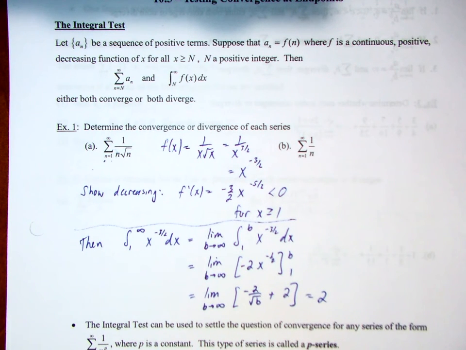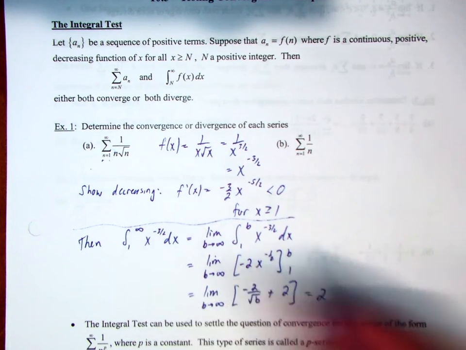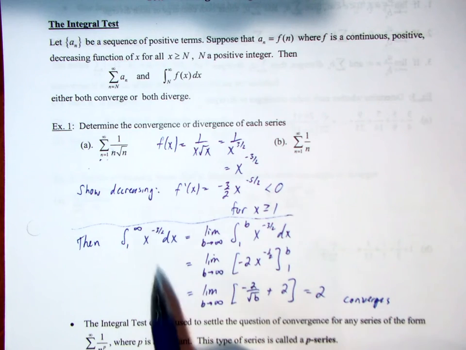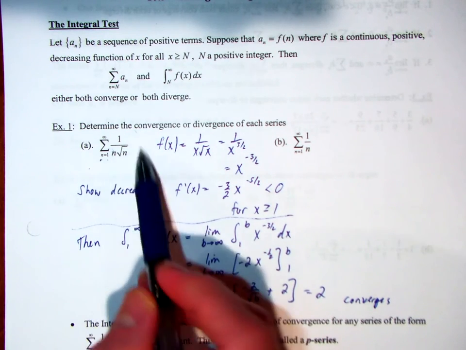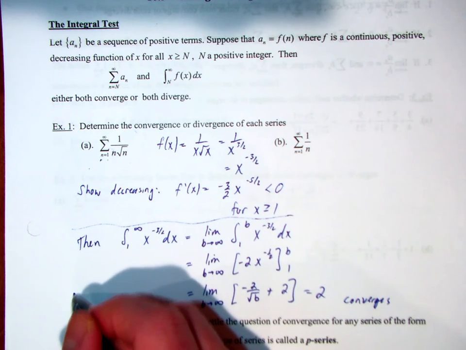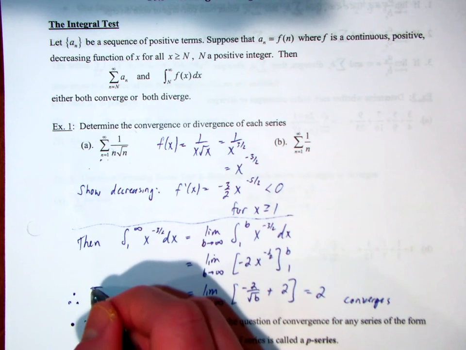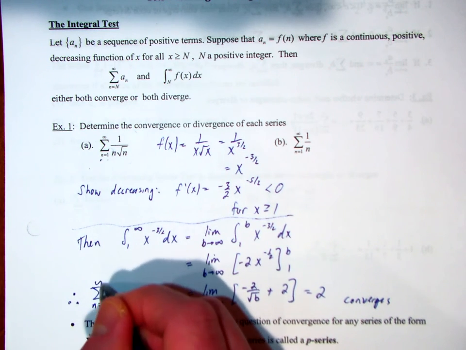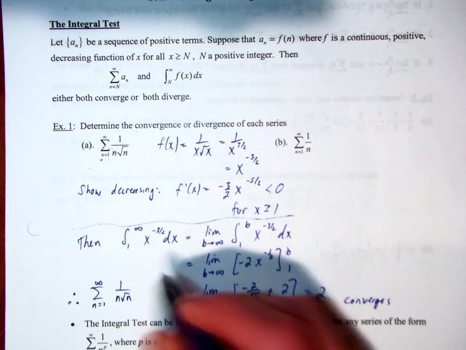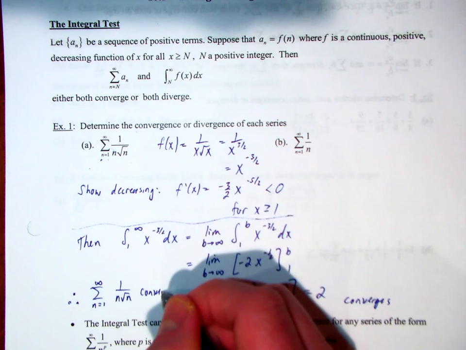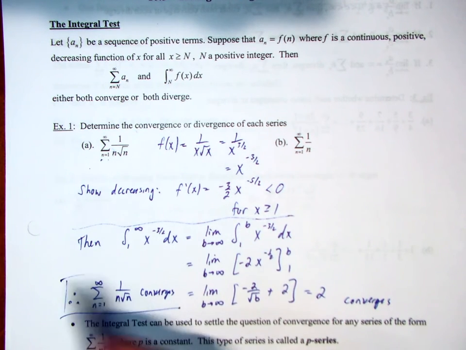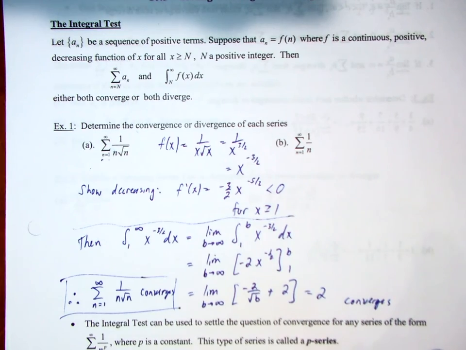Okay, so this integral converges. Right? Since the integral converges, by the integral test, the series converges. So let me go over here where I have room, put my dot, dot, dot. Then the series from n equals 1 to infinity of 1 over n radical n converges as well. Okay, so that is my conclusion by the integral test.